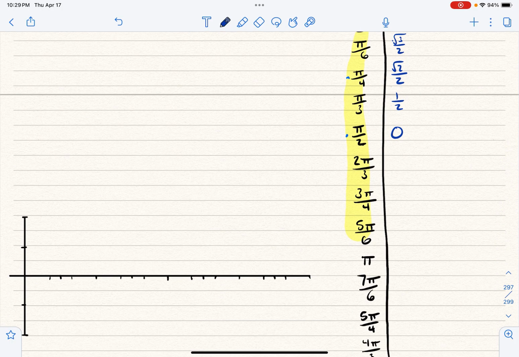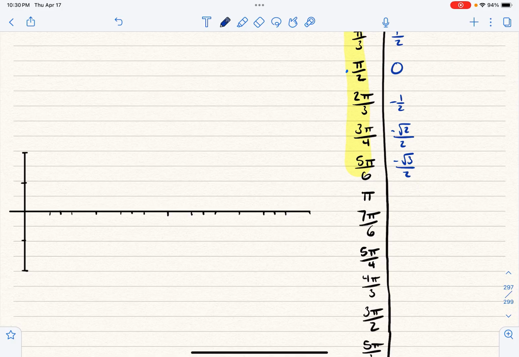And then when I get to 2 pi over 3, now I've gone in the negative direction, negative 1/2. And when I get to 3 pi over 4, again I've gone in the negative x direction, negative square root of 2 over 2. At 5 pi over 6, I'm at negative square root of 3 over 2. And at pi, which is also 180, what is the x value? The x value there is negative 1, okay?